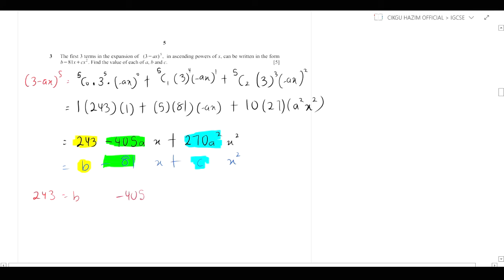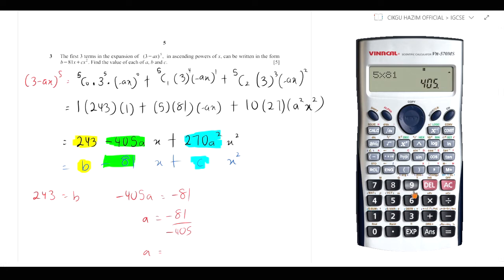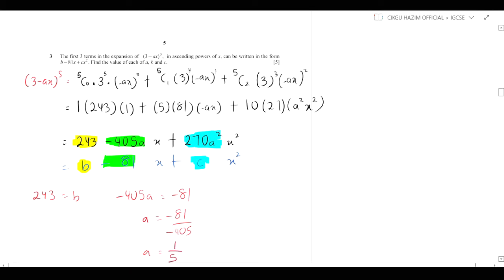How about here? Negative 405a equals negative 81. So a equals negative 81 over negative 405. Straight away press in the calculator: negative 81 divided by negative 405. What you get is equal to 1 over 5, positive 1 over 5. And we are already done with a.